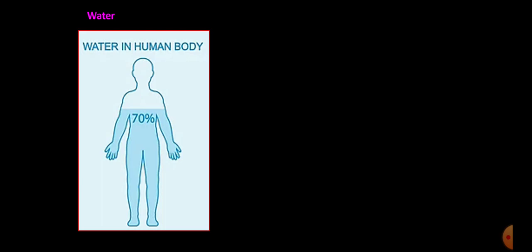The next important constituent in our diet is water. Students, do you know how much of our body is nothing but water? Around 70% of our body is water, and thus each cell contains 70% water by weight. Our blood plasma is also 90% water.